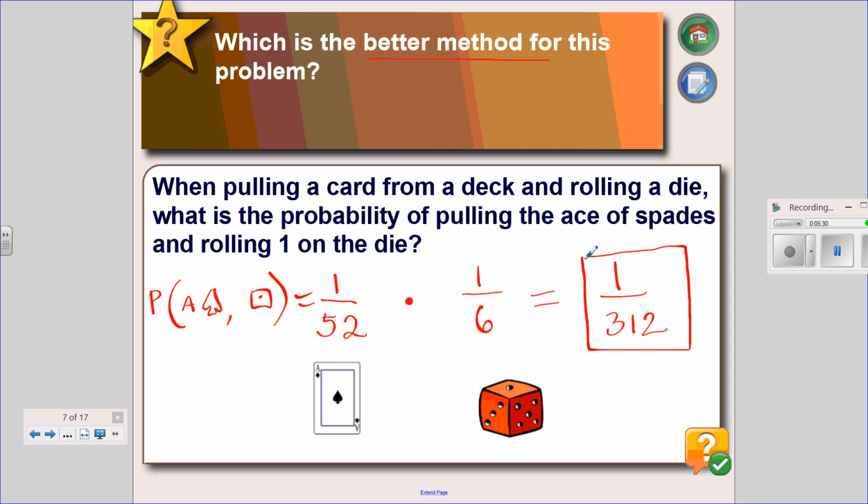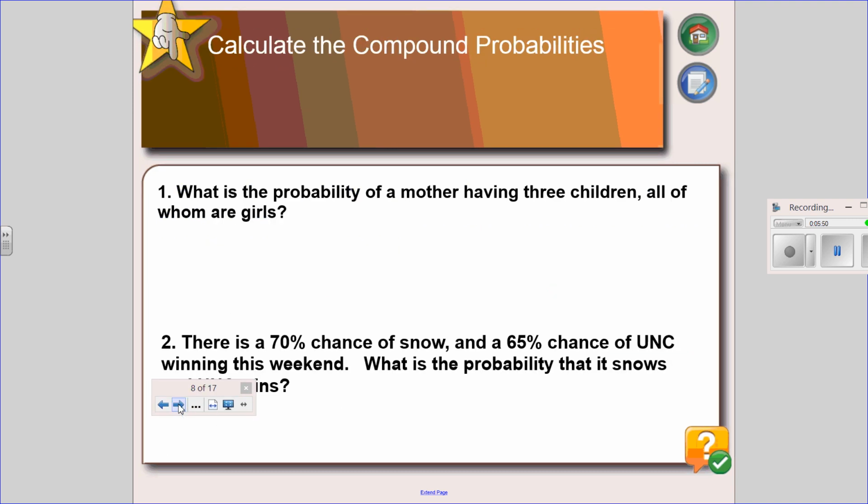These are examples of independent events, right? The card was not affected in any way, shape, or form by what happened on the die, and vice versa. What happened on the die was not affected by what happened on the card. So you would say that these two events are independent of one another. Okay?